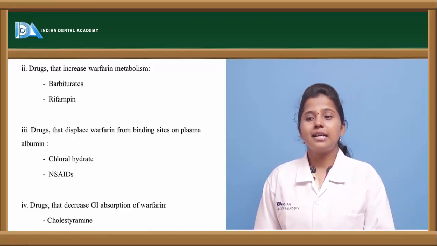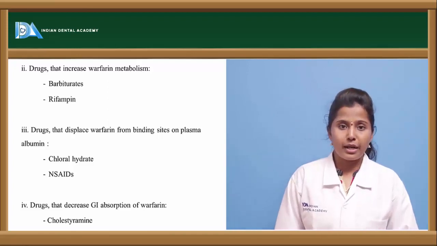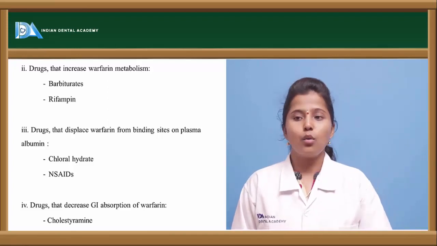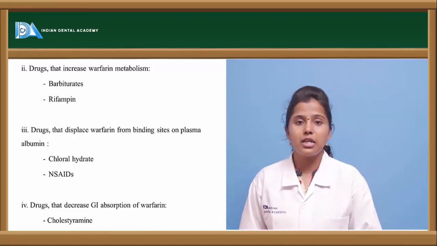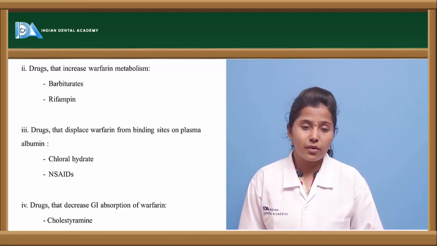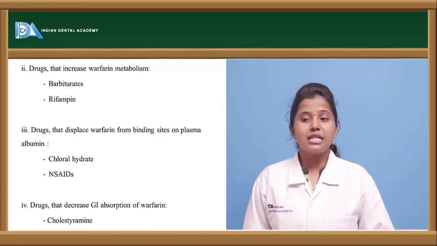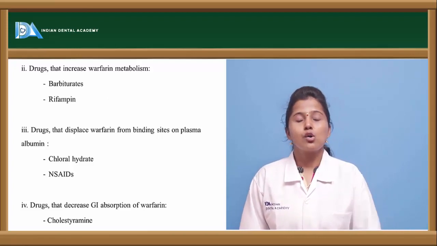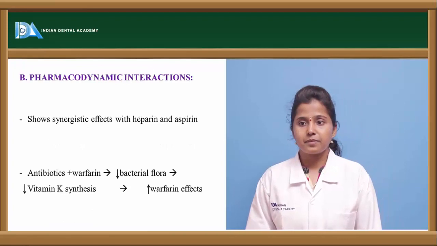Drugs that decrease GI absorption of warfarin include cholestyramine. Cholestyramine is a drug which decreases gastrointestinal absorption. As warfarin is given orally, it should be absorbed from the gastrointestinal tract. So this absorption is decreased by cholestyramine, and warfarin should be contraindicated in this condition.